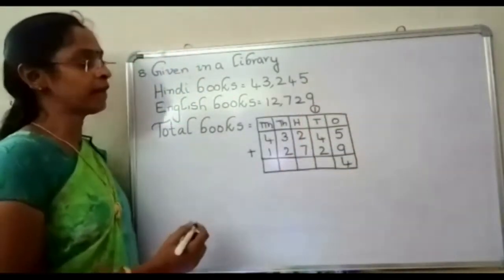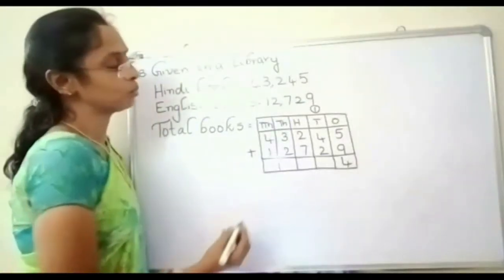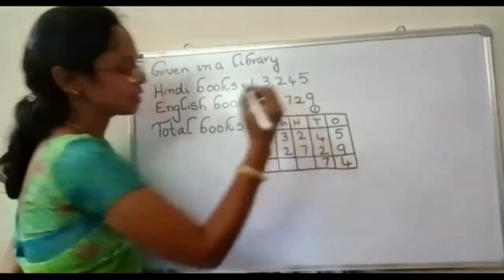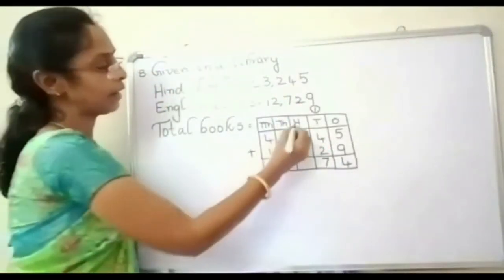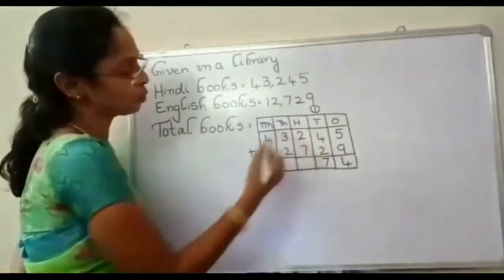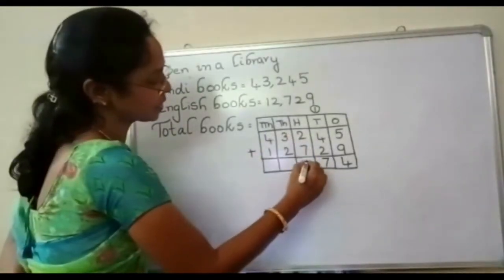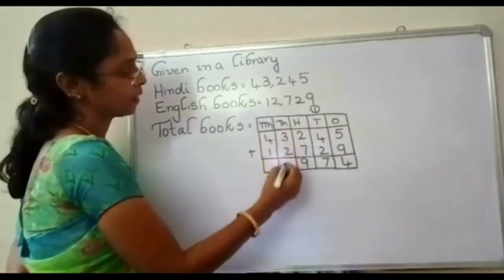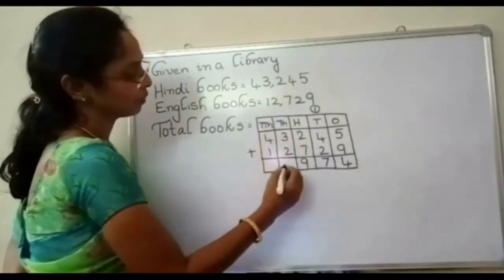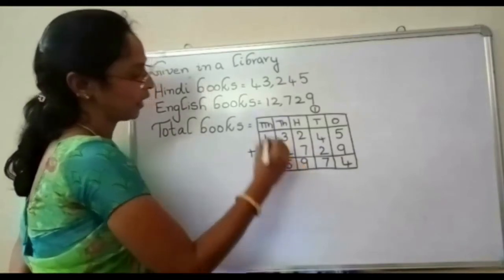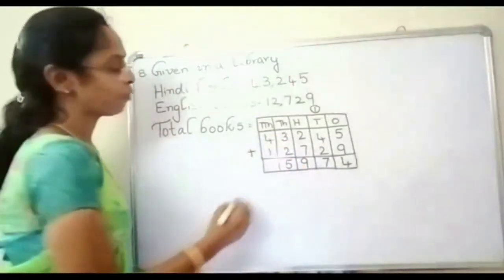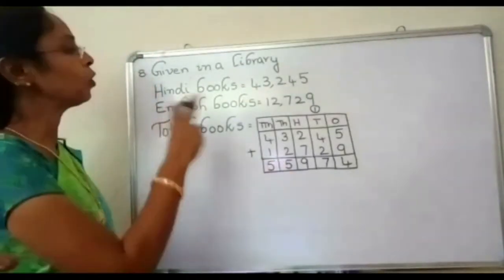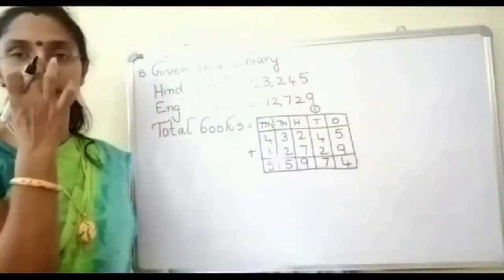Now add the tens place. 4 plus 2 is 6. 6 plus 1 is 7, children. Now the hundreds place. What is 7 plus 2? 7 plus 2 is 9. Now the thousands place. 3 plus 2, that is 5. And the 10,000s place, it is 4 plus 1, that is 5 again. Now you got the total number of books, children.